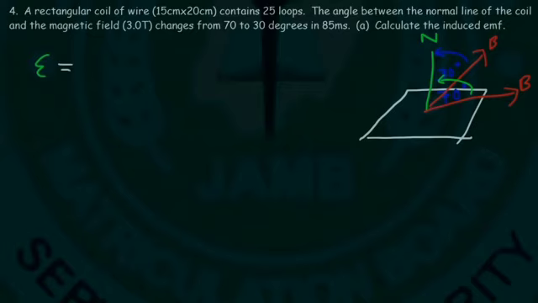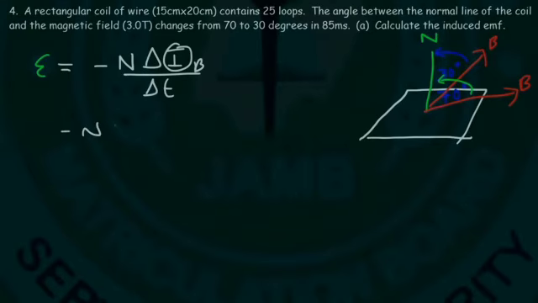The induced EMF is equal to negative N times the change in flux divided by the change in time. And the flux is going to be B. B is constant. The area is constant, but the angle changes. So it's going to be the change in cosine theta divided by delta t.